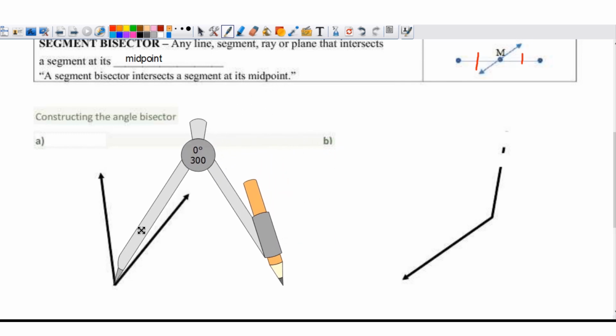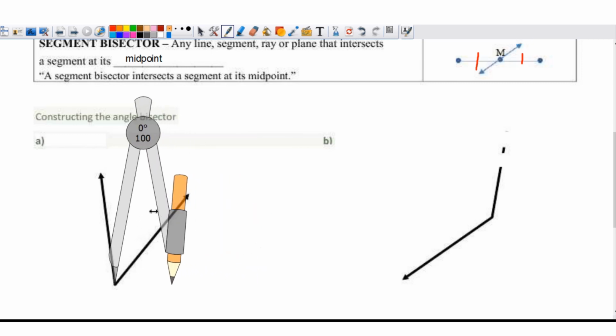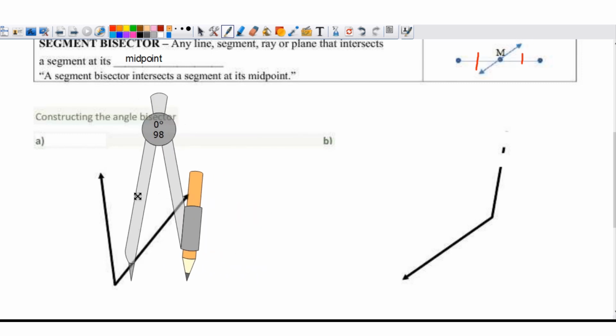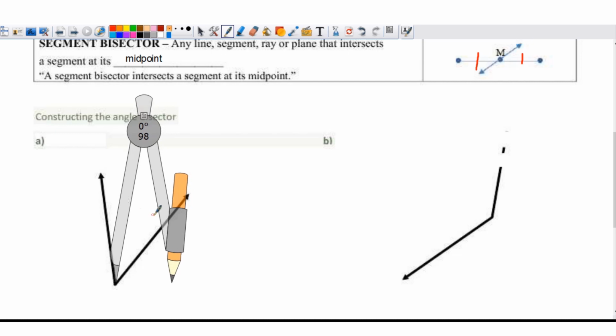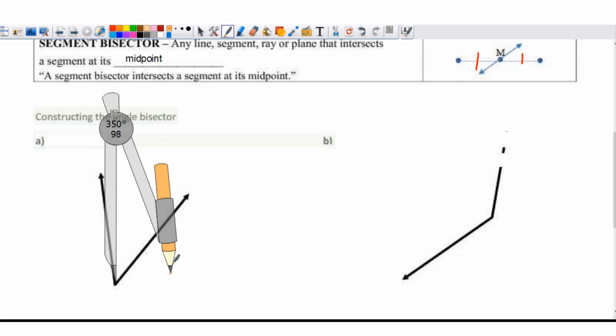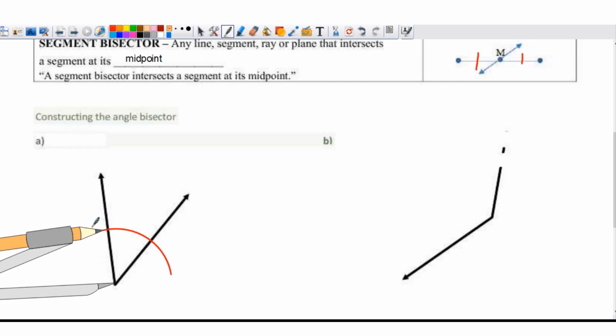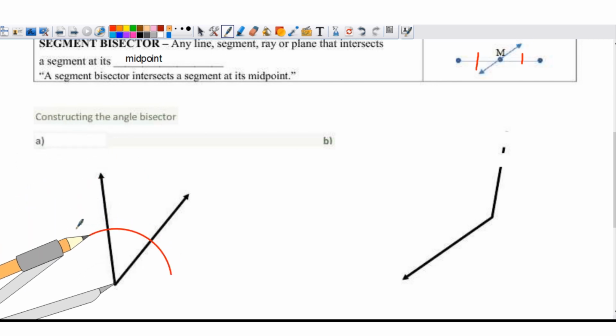All right, a couple things we're going to do here. First thing, we're going to draw an arc. So we're going to put our compass at the vertex of our angle. We're going to draw an arc that intersects both sides of our angle. Okay, so now we have two intersection points. We have one here and we have one here.